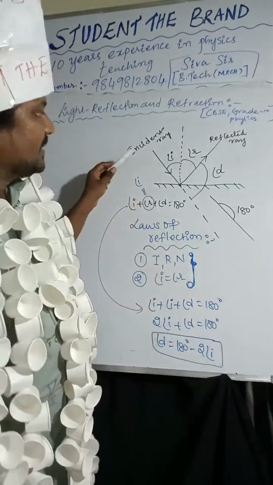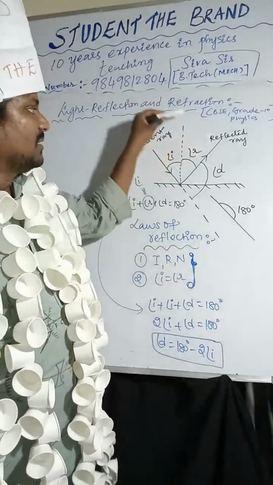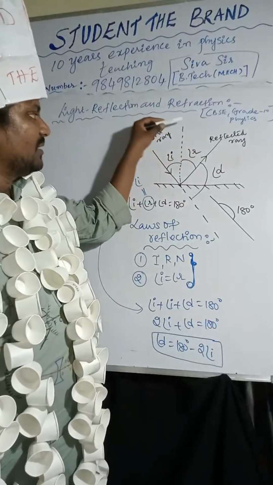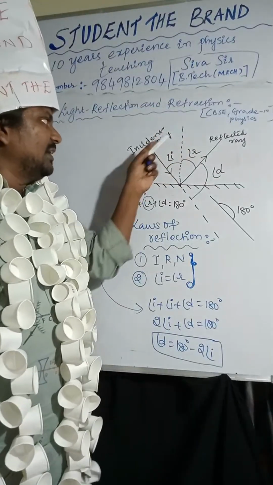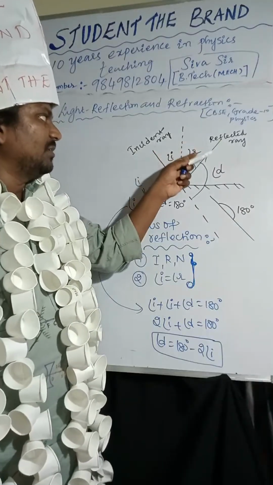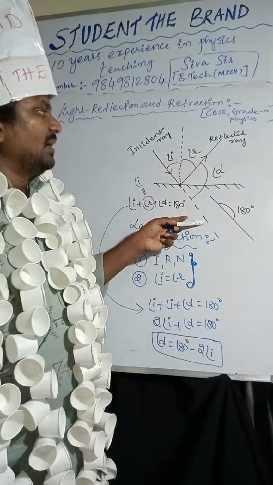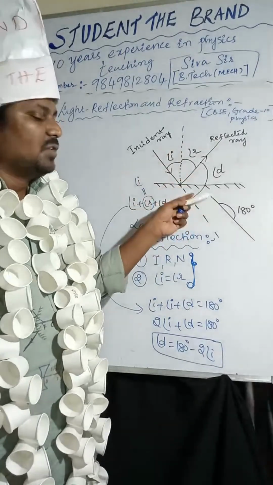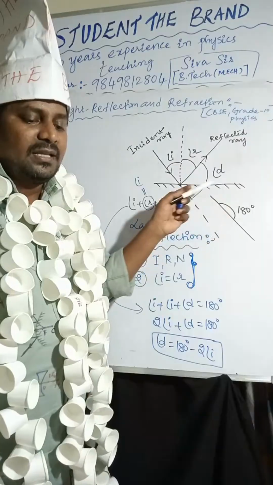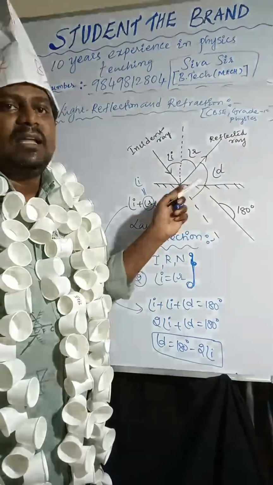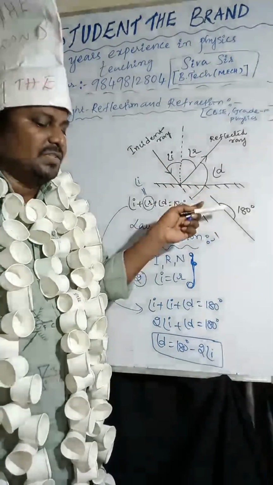Understood? Once again, this is the incident ray, reflected ray and normal line. The angle between the incident ray and normal line is called the angle of incidence. The angle between the reflected ray and normal line is called the angle of reflection. The angle between the reflected ray and undeviated line is called the angle of deviation. The linear angle is 180 degrees.